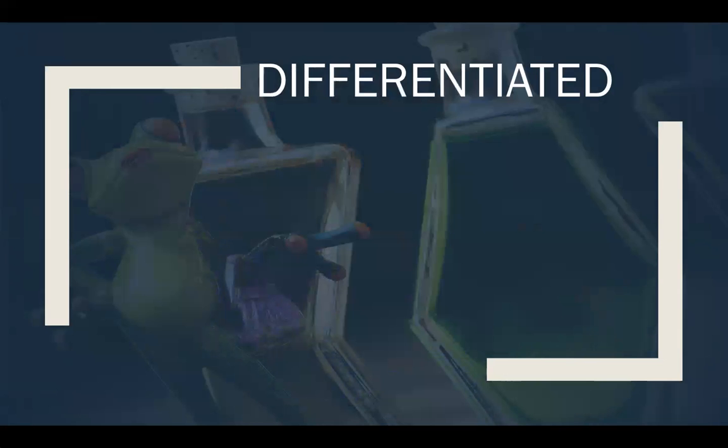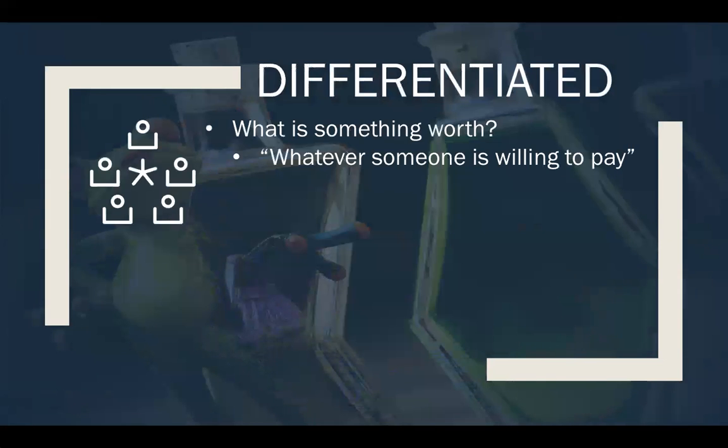Differentiated pricing is the gold standard. Basically, the question of pricing is, what is something worth? Whatever someone is willing to pay. Think about that for a second. How much is an apple worth? It might be worth 25 cents. It might be worth 1 cent. It might be worth $500, or might be worth $2,000.